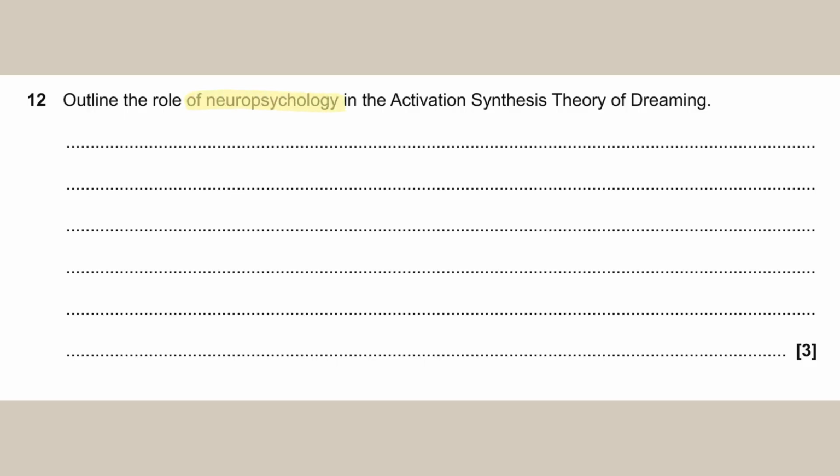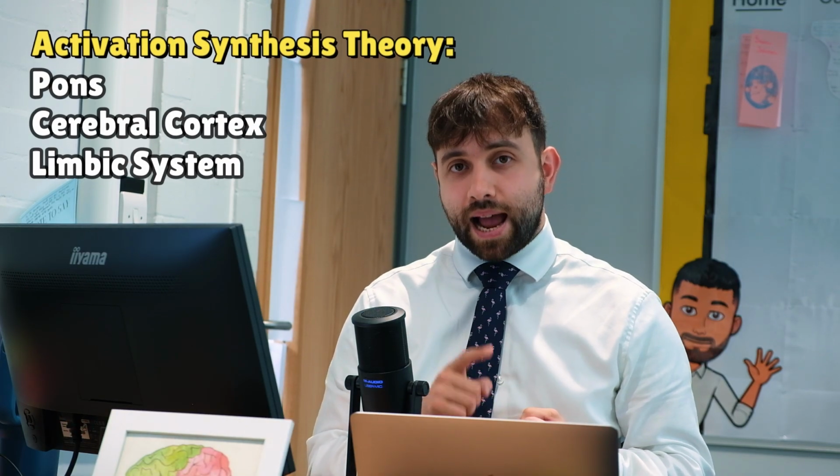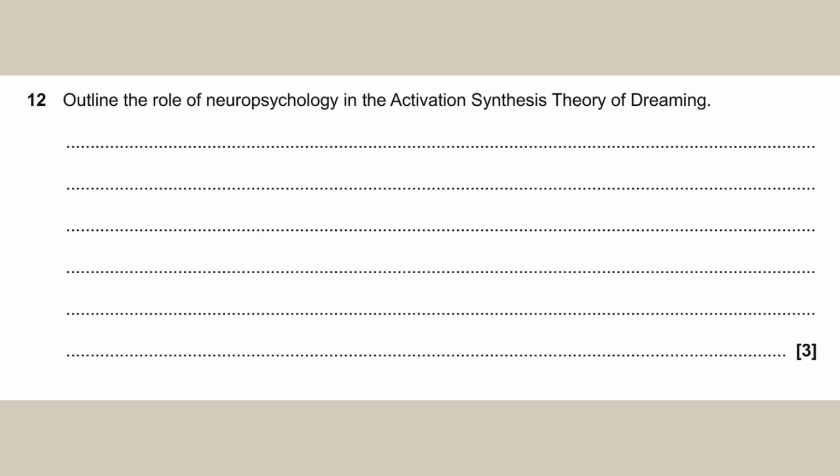Now, we get on to question 12. Please remember the word neuropsychology always means sort of a biological answer. And so what we're talking about here are 3 parts of the brain for the activation synthesis theory. So the 3 parts of the brain are the pons, the cerebral cortex, and the limbic system. I'll put up a model answer on the screen now.